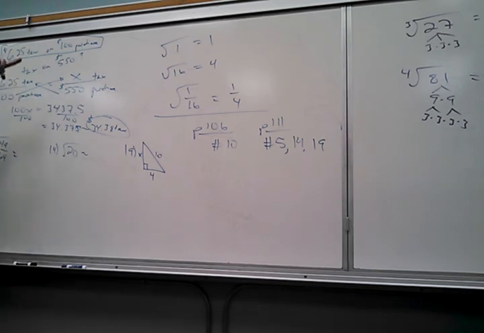Yeah, good. Once I did that problem, this is easy. Square root of 49 is 7. Square root of 64 is 8. So 7/8.